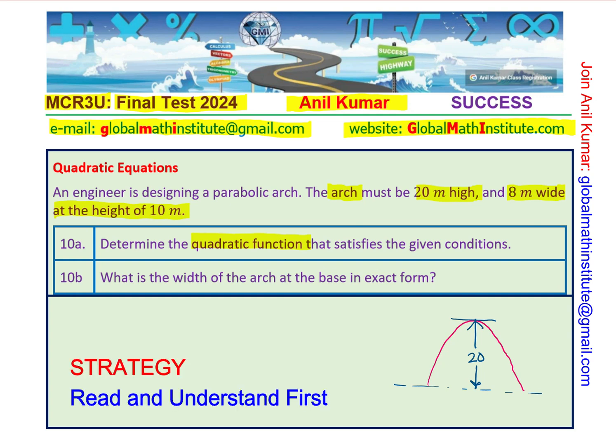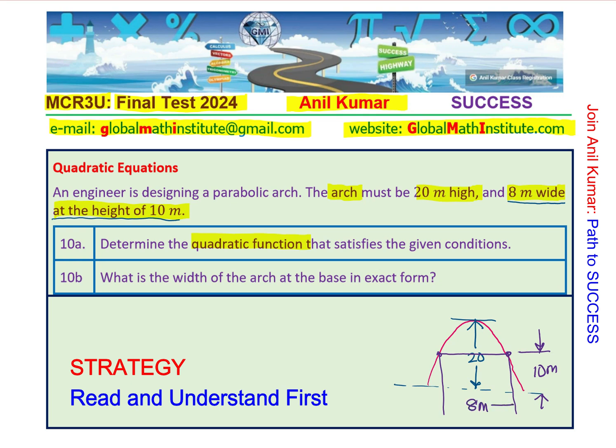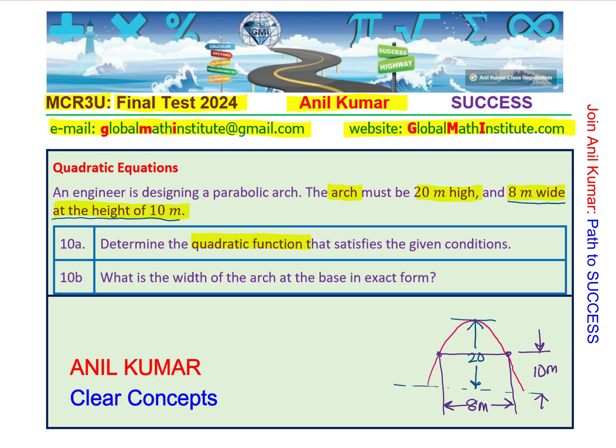Now, here's a complicated condition which says an 8-meter wide at the height of 10 meters. So, let me use another ink here. So, halfway, this width is how much? So, here, when the height is 10 meters, then it is 8-meter wide. You get a clear idea, right? So that is what it is.